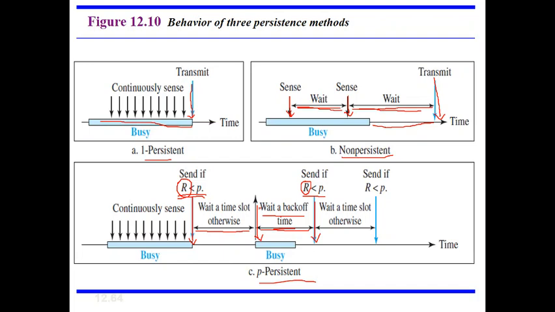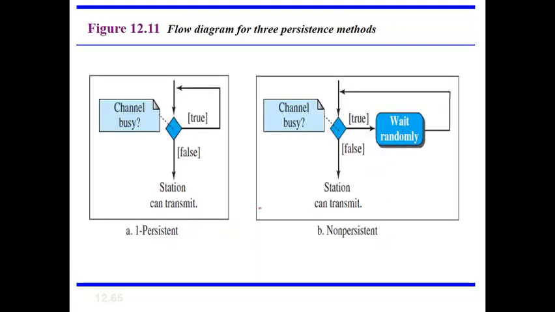So we'll discuss the same thing with the help of a flow diagram. This is a flow diagram for one persistent. Here continuous sensing is required. Whenever the medium is not busy, or whenever it is idle, then it can transfer the frame. In non-persistent, it is not continuous. Whenever the channel is busy, it will wait for some random time, and again it will check. If it is not busy, then it can transmit the frame.